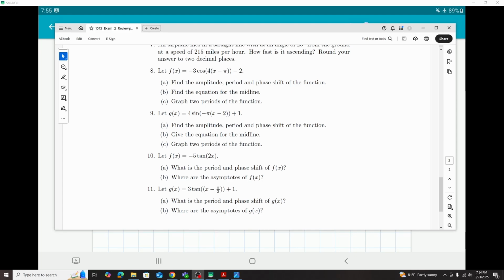One more. Let g of x be 3 tangent of, and then we have a whole bunch of stuff going on on the inside there. So 3 tangent of x minus pi over 3 plus 1. And so now once again, what is the period and phase shift? What are the asymptotes?